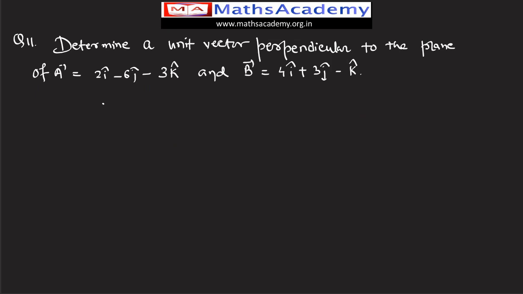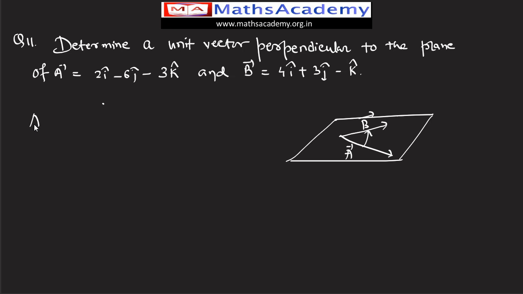Now find the unit vector perpendicular to the plane containing the vectors A and B. So we have this one as our A vector and this one as the B vector. Now I am taking the cross product of A and B. The cross product of A vector with B vector is the determinant whose first row has i cap, j cap and k cap unit vectors. Then we have 2, minus 6, minus 3, and B vector's components 4, 3 and minus 1.